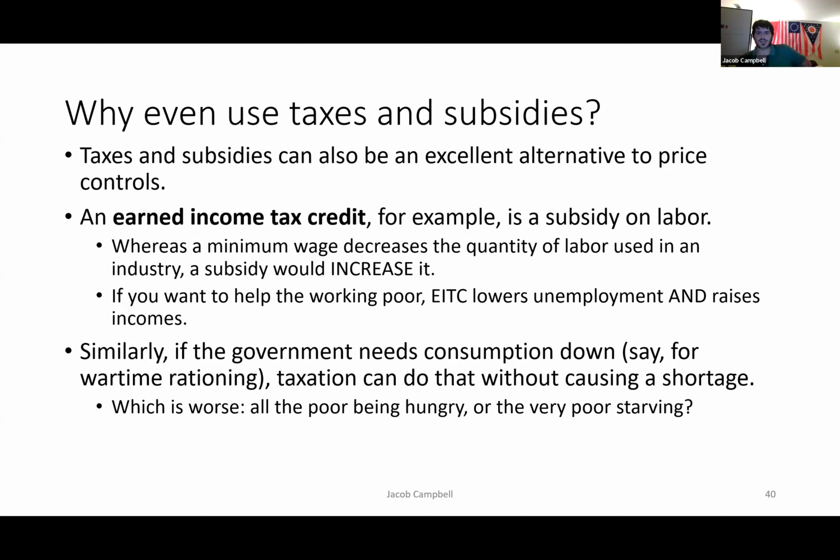Likewise, if the government needs to get consumption down for some reason, like say for wartime rationing, taxation can do that without causing a shortage. So, for example, very often this idea is upsetting to people because it goes up against their notion of fairness. They'll think, well, I don't like the idea of having a product where wealthier people get access to it and poor people do not.